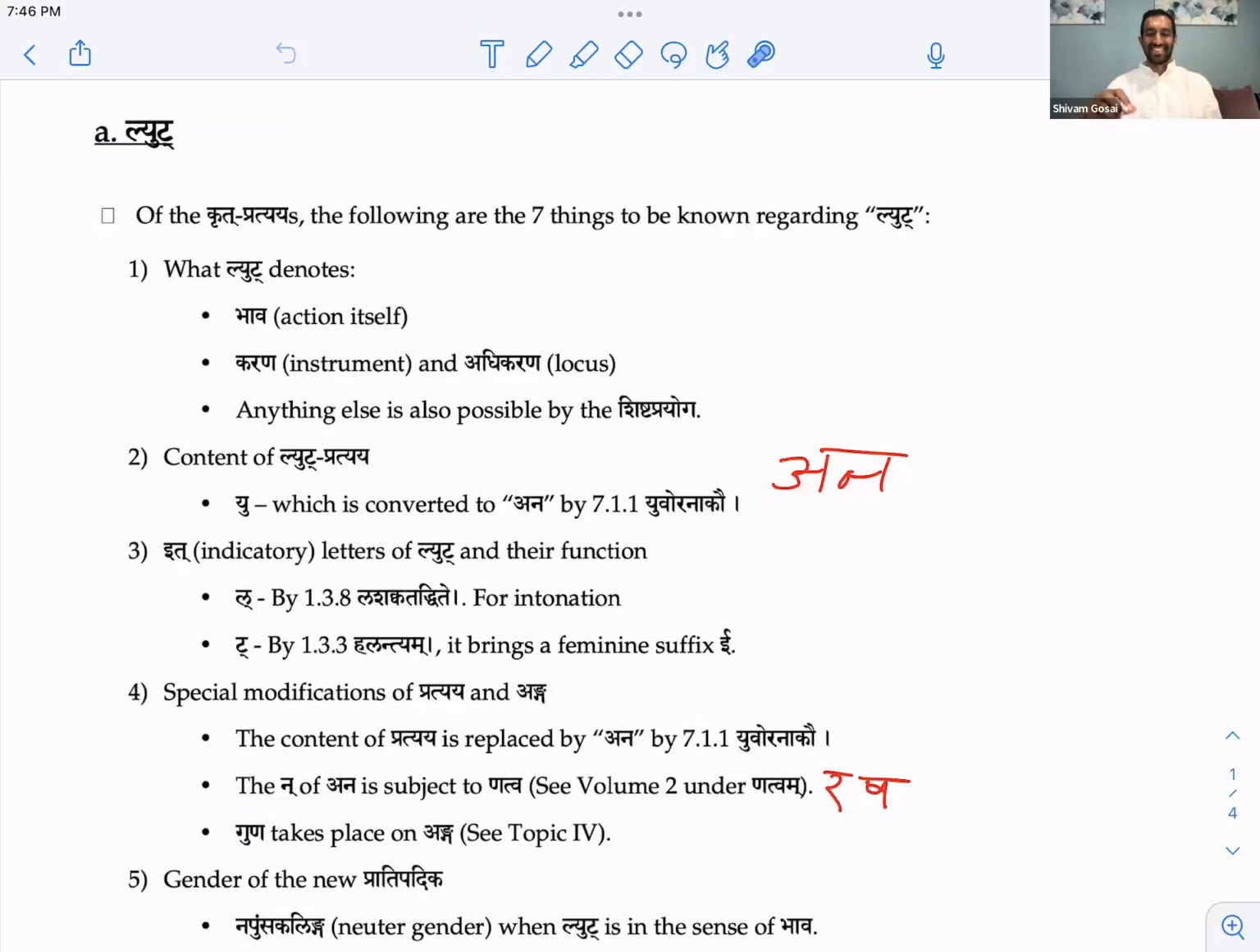Can you also explain how ana, which is the content of the pratyaya, is derived from the name of the pratyaya, please? Yes, I will. So I'm just going to mute you. Let me know if there's still a question there, okay?